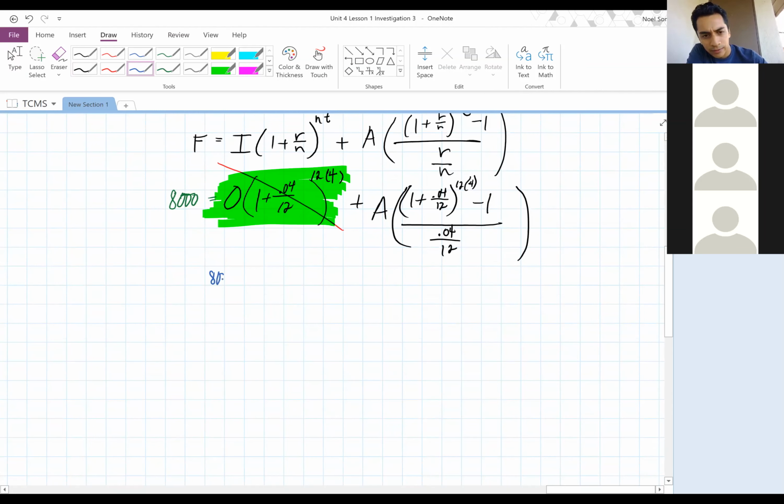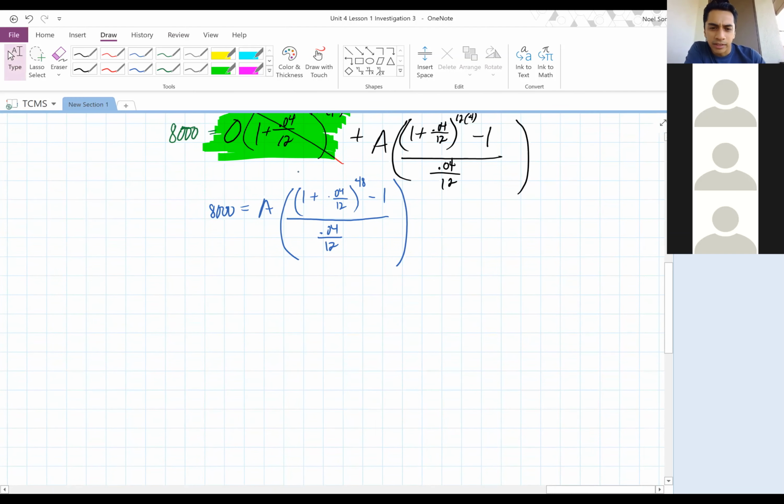So we have 8,000 is equal to A times 1 plus 0.04 over 12. I'm going to go ahead and change that to the 48th power, minus 1. And then again down here, 0.04 divided by 12. Okay, so I think our best bet right now is to clean up about as much as possible. We could then divide, we can solve for A.